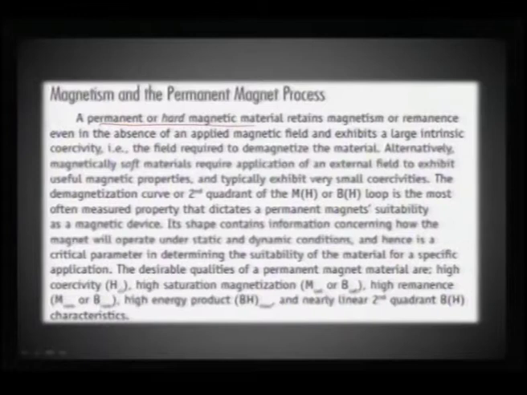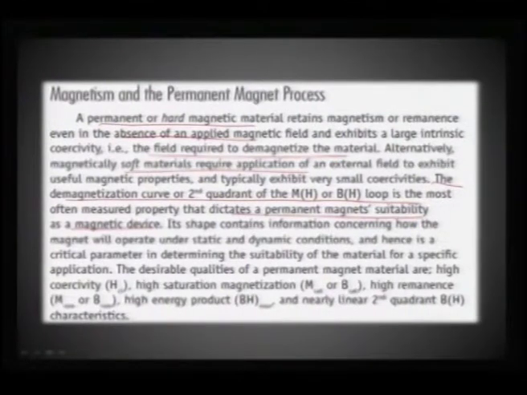A permanent or a hard magnetic material is one which has a remanence even at zero magnetic field, or in the absence of a magnetic field, and you need a very large field to demagnetize the material. Soft magnetic material, on the other hand, requires application. So, the demagnetization curve, or the second quadrant of the magnetization or magnetic induction, is the most preferred property that dictates a permanent magnet's suitability as a magnetic device. So, when you try to magnetize a compound and try to reverse the magnetization, the second quadrant behavior is very important to measure the strength of a permanent magnet.